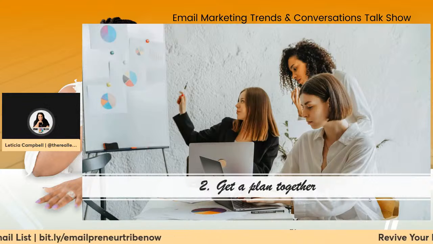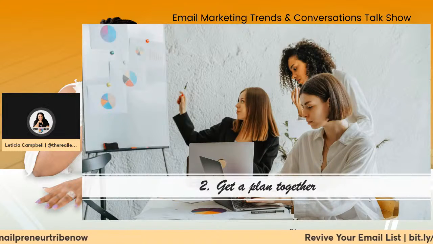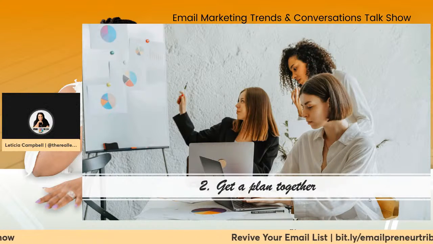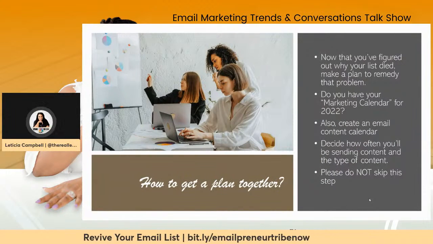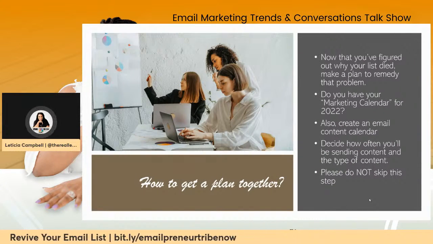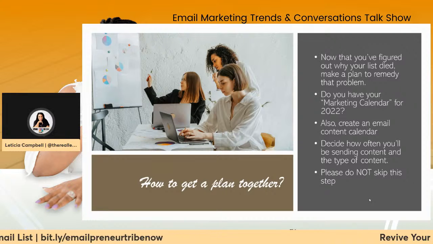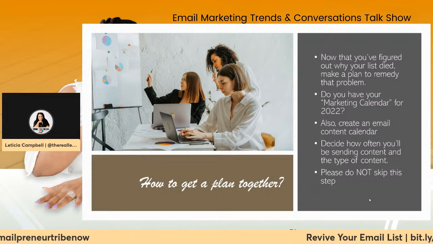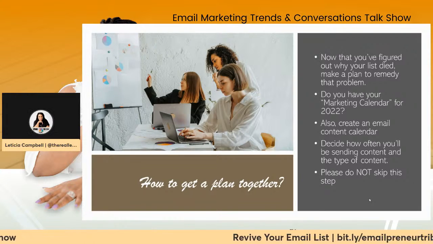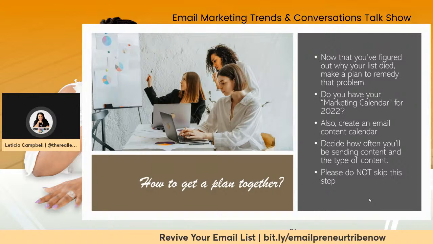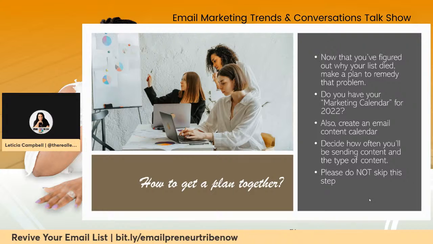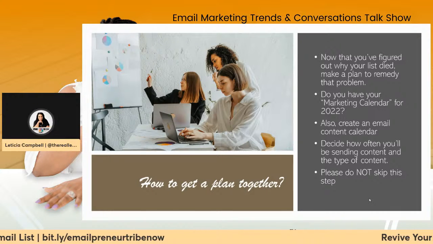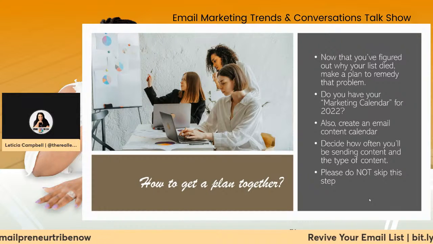Okay, so let's jump into number 2. Number 2 is you got to get a plan. You have to get a plan. Now that you've figured out why your list died, make a plan to remedy that problem. So the first thing you have to do, I want you to answer yes or no to this question. Do you have your marketing calendar for 2022? Yes or no? Put it in the chat. Do you have your marketing calendar for 2022?